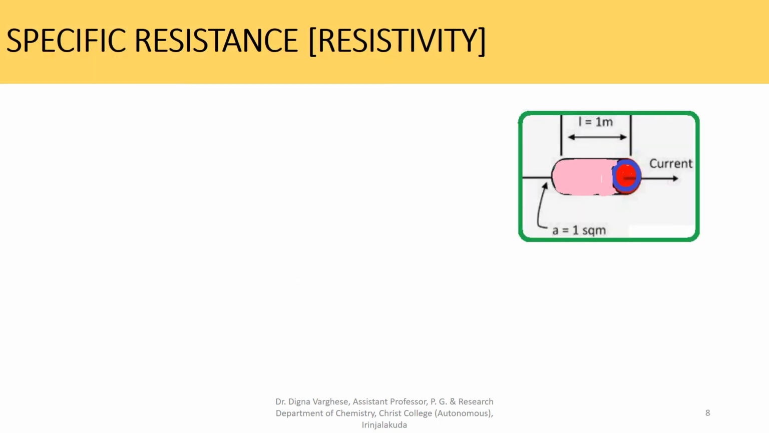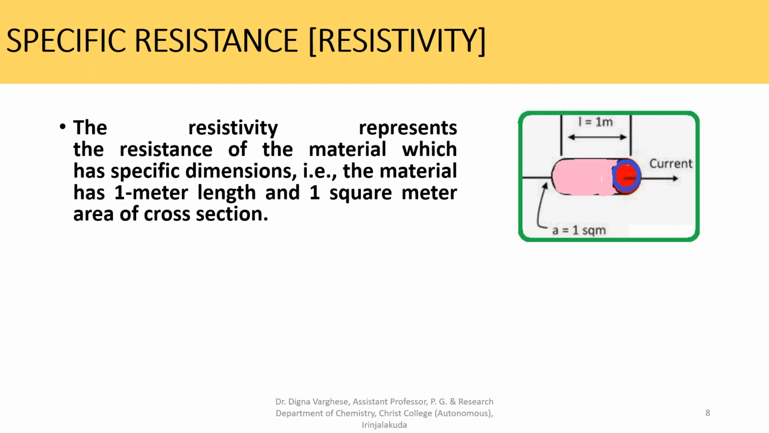Specific resistance or resistivity. The resistivity represents the resistance of the material which has specific dimensions. That is, the material has length 1 meter and its area of cross section is 1 square meter.